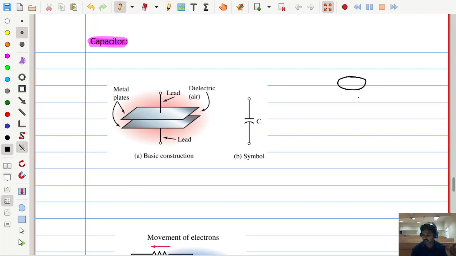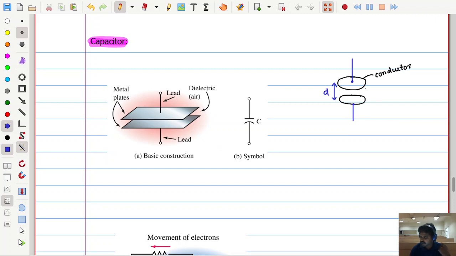Let us say this is 1 coin, and beside that, either bottom or top, you place 1 more coin. You know that this coin is a conductor. I would like to join some wire to this coin, and on the bottom coin also I would like to join some wire. And if you observe, these 2 coins are separated by a distance d.